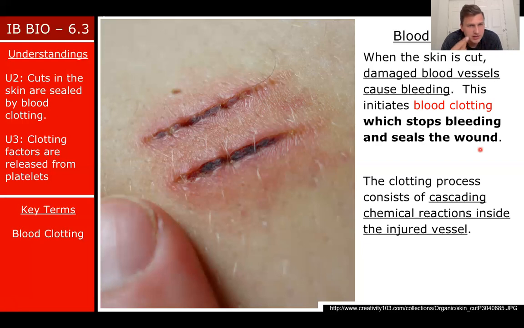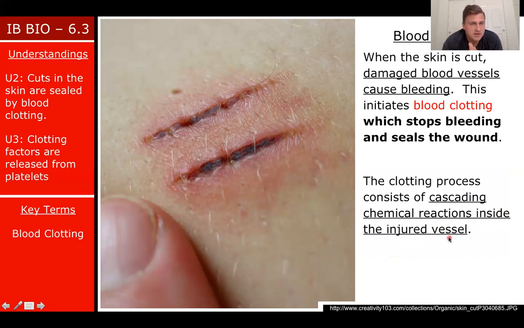So it's reliant on the domino before me to fall. The idea is it will only happen when the first domino falls, then the next one, the next, and it's like this step by step by step process. So that's the cascading chemical reactions inside. Very important, it's going to happen inside the injured vessel.